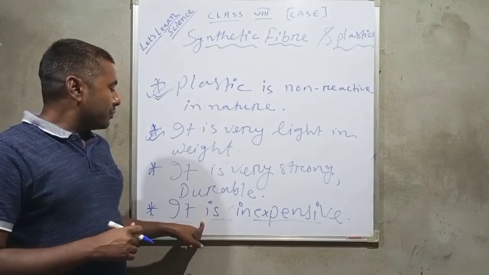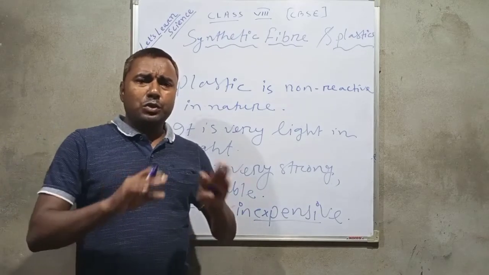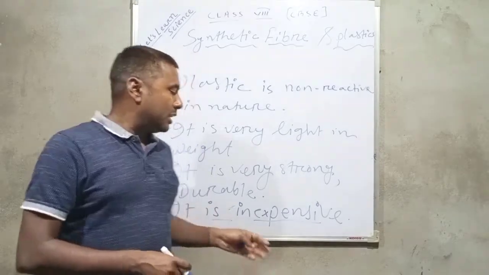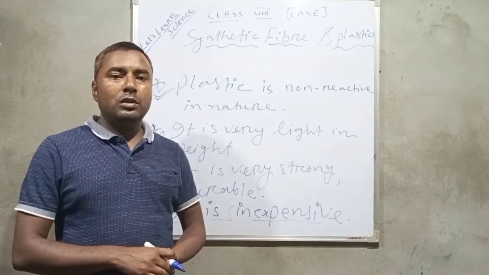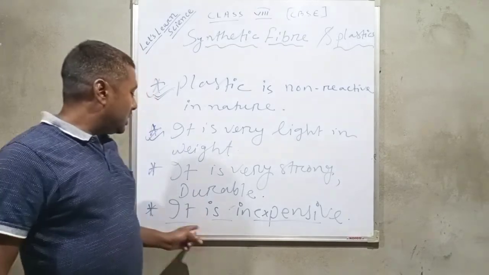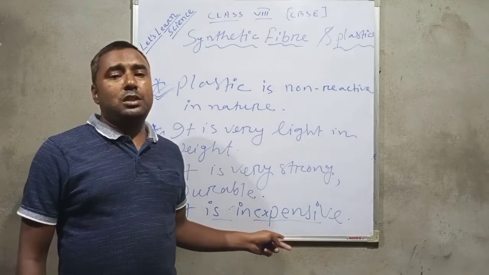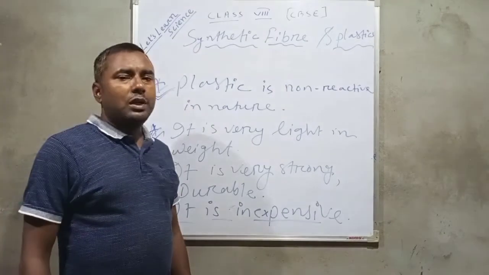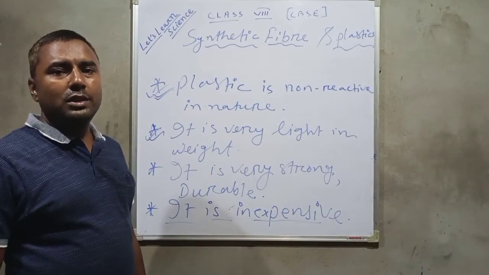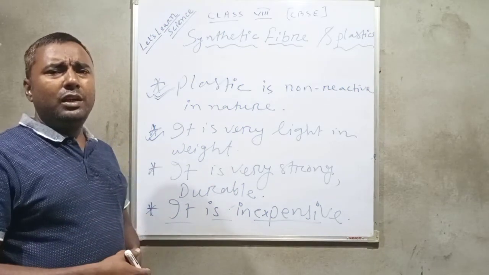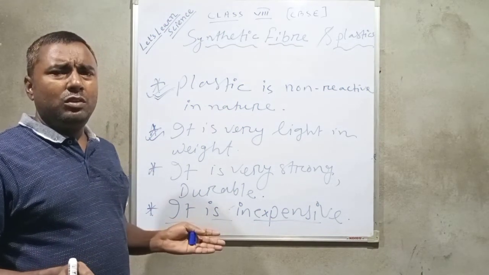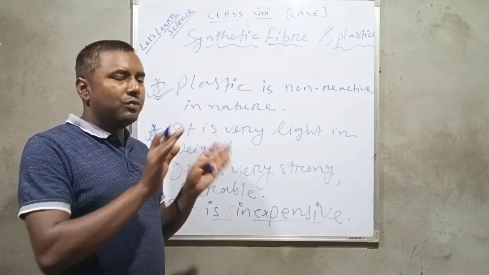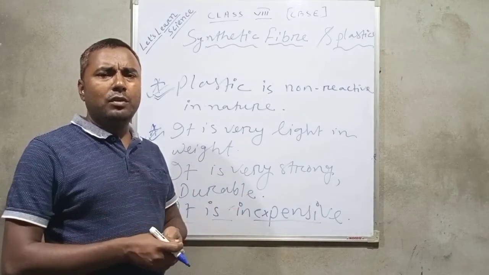If you buy a bucket made of metal, that is somewhat costlier than a bucket made of plastic. So plastic is inexpensive. That means its price is not so high. And only because of all these properties, we use plastics in a wide range in our day-to-day life, in every aspect of our life. If you observe very carefully, you will find a lot of things that are made up of plastics.